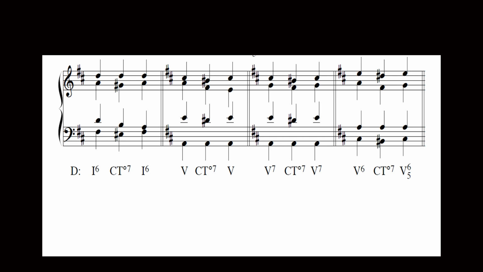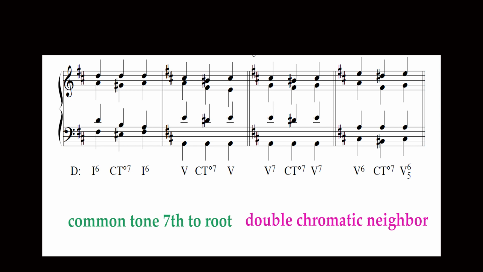Here we have a string of common tone diminished seventh chords that embellish various chords like the 1 or the 5. Let's keep our eyes open for the common tone, which connects the seventh of the diminished seventh to the root of the chord it's embellishing. And then let's also find that double chromatic neighbor tone. Here's the first example. Notice the common tone diminished seventh. It's the seventh of the E sharp diminished seventh, and these two chromatic neighbor tones that make this common tone diminished seventh work.